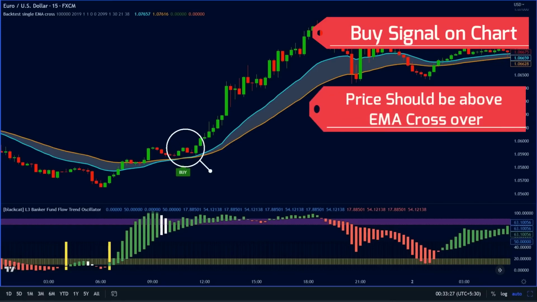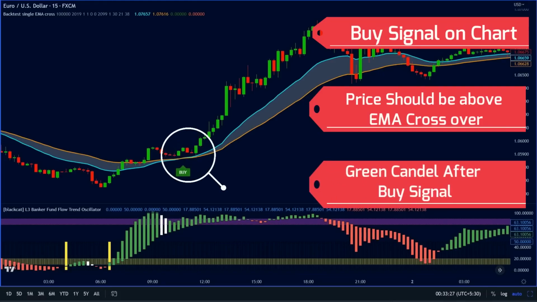In this case, we can see that there are two EMA lines on the chart, a pink line and a blue line. The price needs to be above both of these lines for us to consider a buy trade. Once we've confirmed these two conditions, we need to look for a positive candle to appear on the chart.